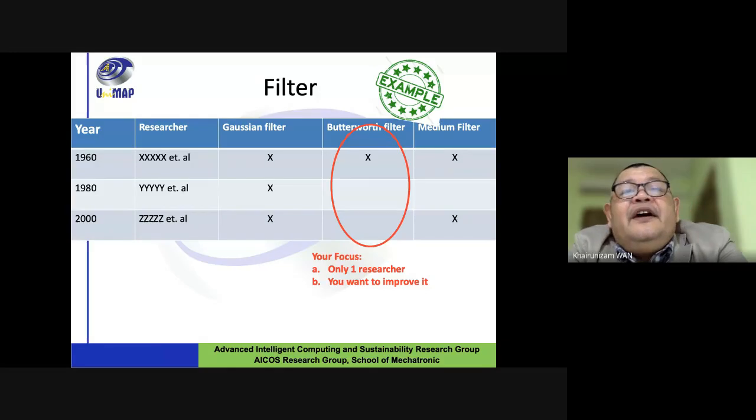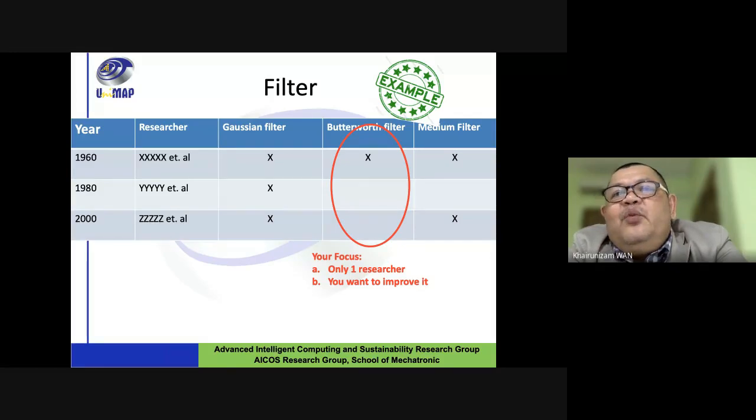Again, you try to investigate it, you try to analyze it. You see that all of the researchers use Gaussian filter in their investigation. And only one researcher in 1960 used Butterworth filter. Maybe it has a problem with the Butterworth filter, because there are not so many researchers, only one researcher uses it. Probably because of its capability, it cannot produce a good result. So we take this as a challenge.